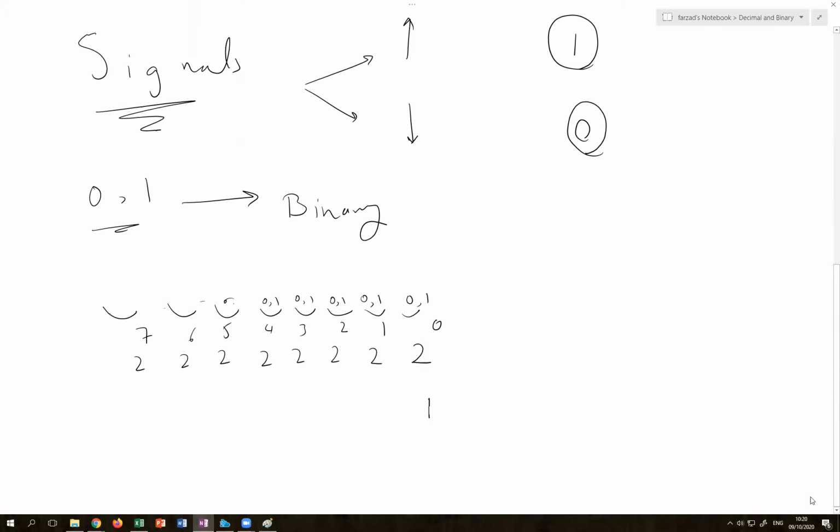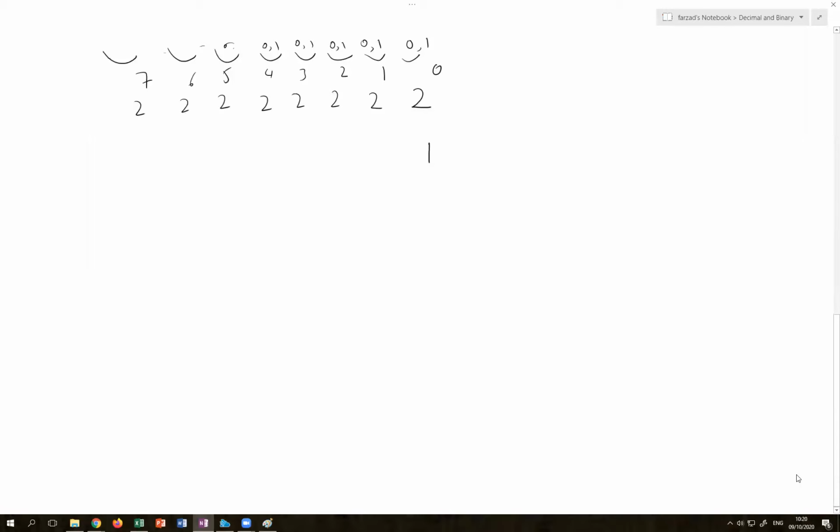Let me scroll down a bit. 2 to the power 1 is 2, 2 to the power 2 is 4, this is 8, this is 16, this is 32, this is 64, and this is 128. Guys, each of them here is called a bit.